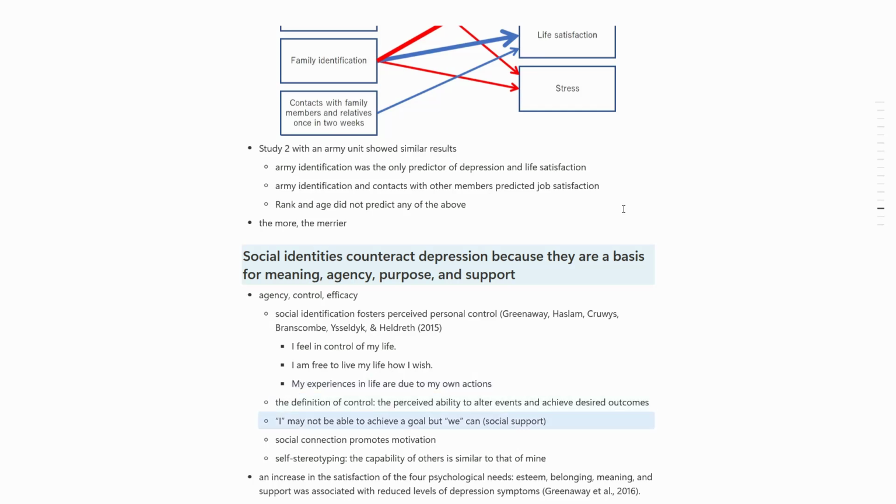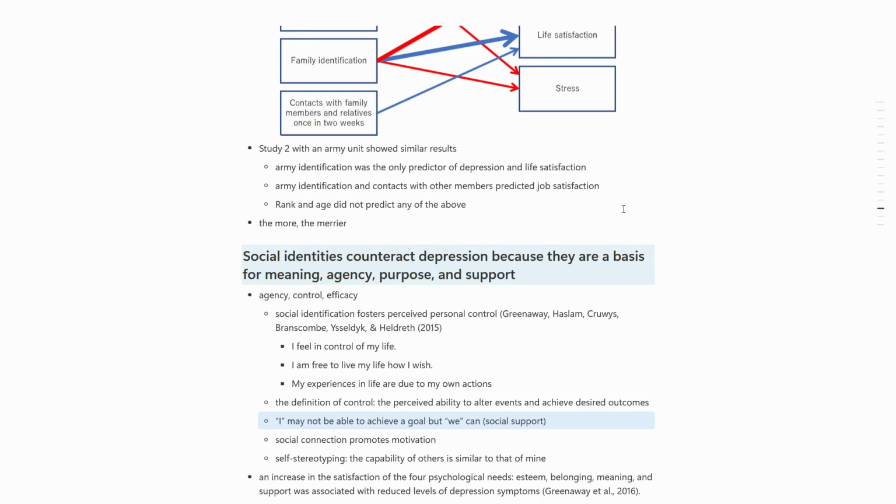Okay, so that was agency. And then, let's see. Okay, so basically, as I said, social identification fosters personal control, and that's because I may not be able to achieve a goal, but we can. Like, you can get social support. So social support and agency may be closely related in one way.